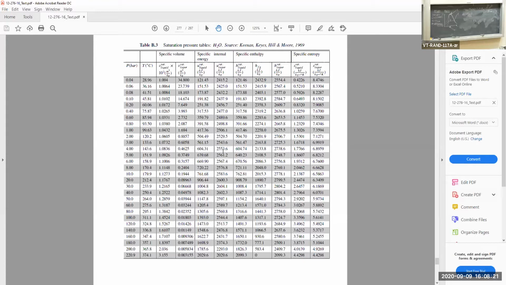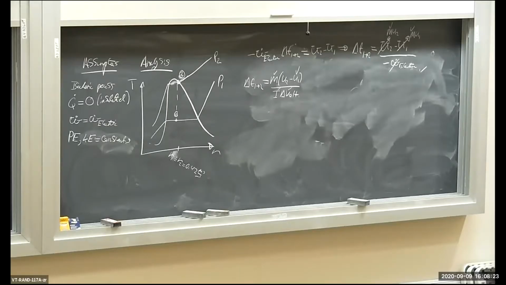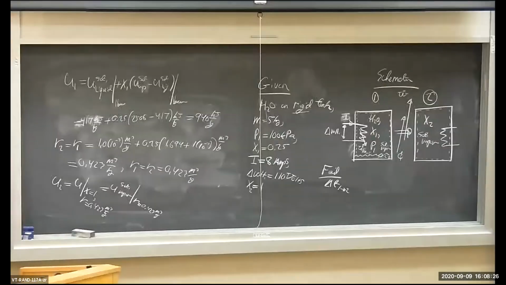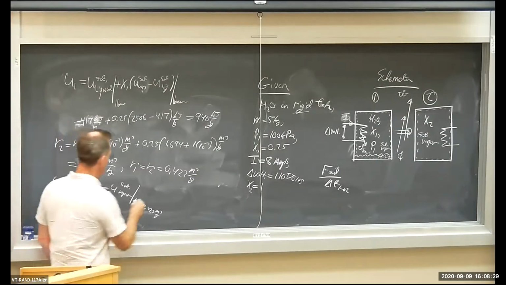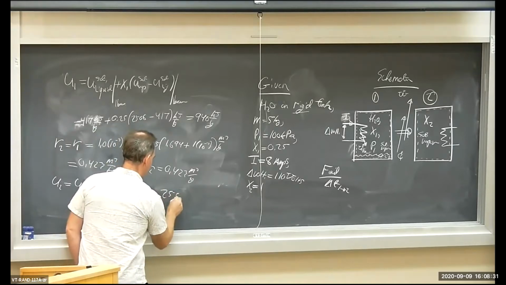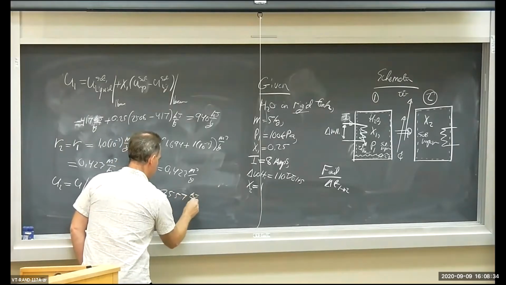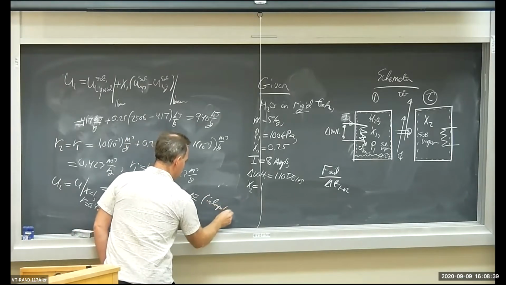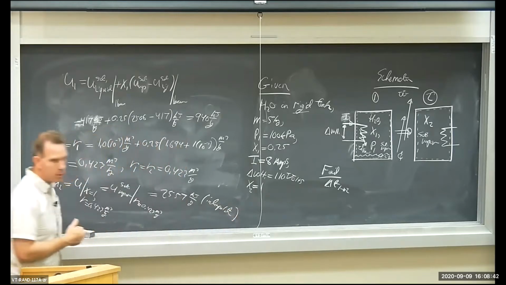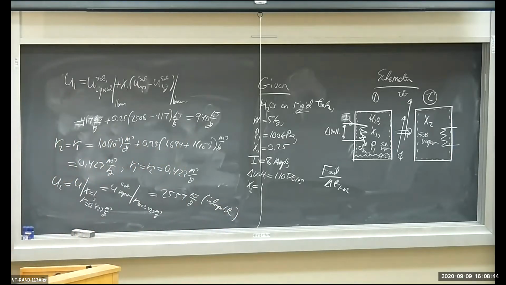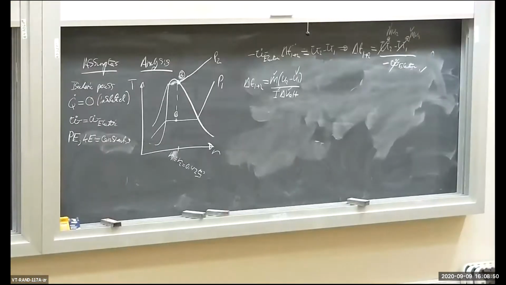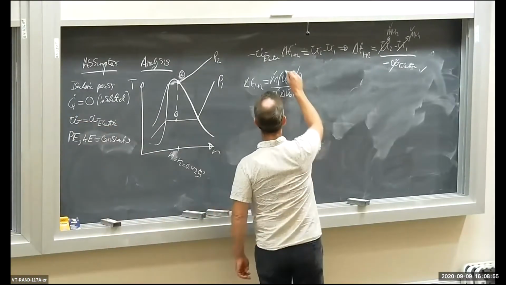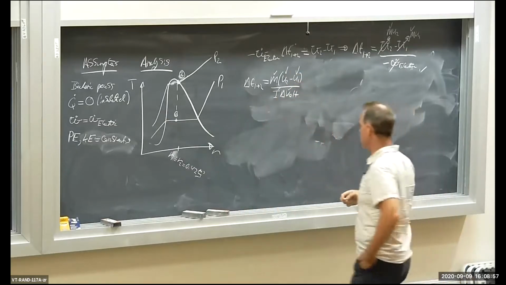So from interpolation, I get 2,557 kilojoules per kilogram. I interpolated between a couple of data points on the table. Okay, so now we have U2. We've got everything. Let's plug in.